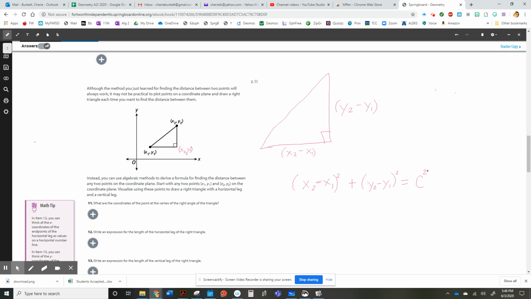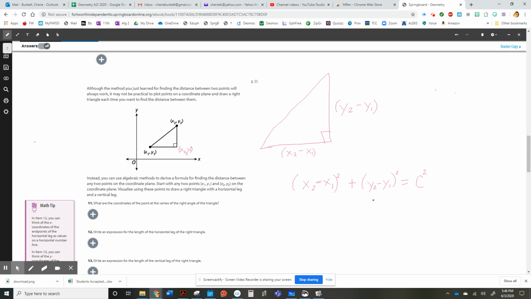Since we don't have any numbers, we can't square this and add it together. But if we did, that's exactly what we'd do. We'd subtract these, square it, subtract these, square it, and then add those together.